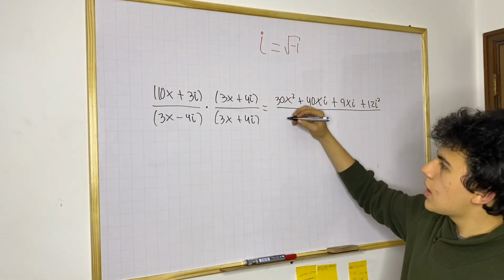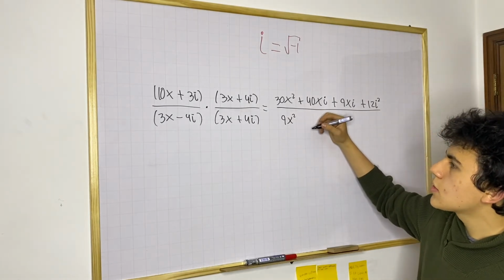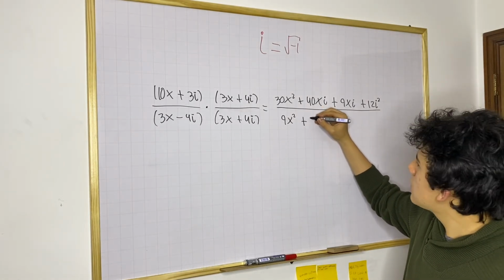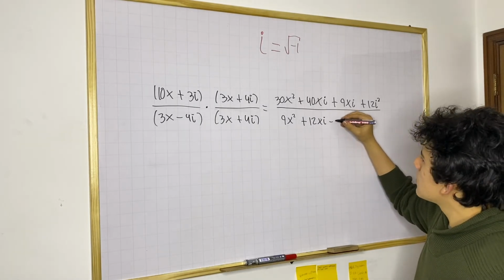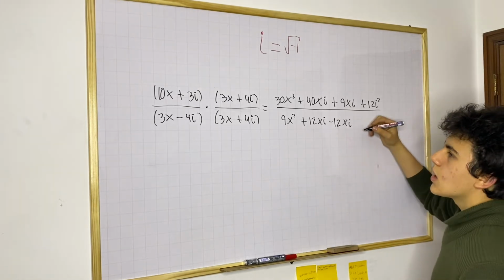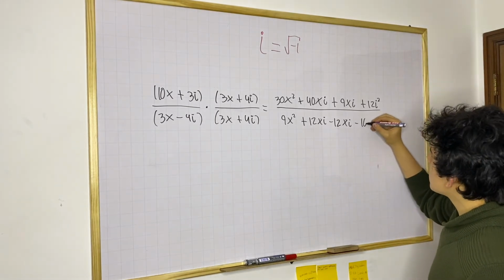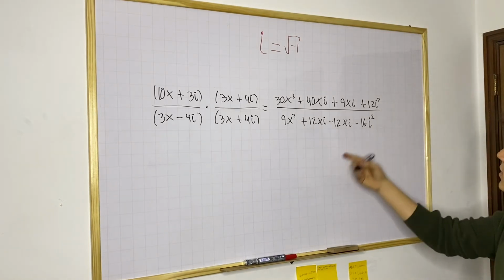And now let's do the bottom. We would get 9x squared, 9x squared plus 12x times i minus 12x times i. And now we get minus 16i squared. Now let's see how we can simplify this.